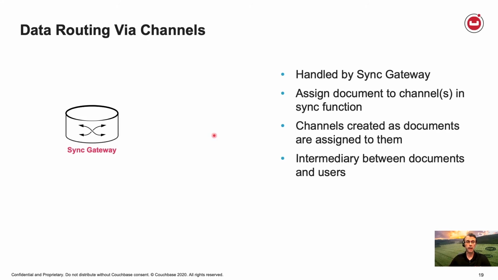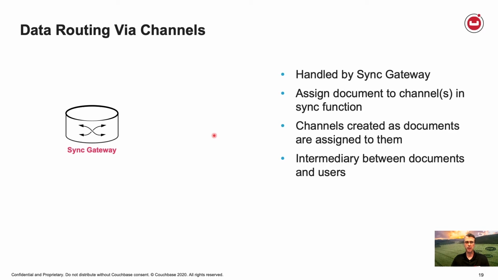So a very important concept in Couchbase for Mobile is this concept of channels, and this is how we do the data routing in Couchbase for Mobile. So channels, as you see here on the slide, are handled by Sync Gateway, and the way it works is you control and assign a particular document to a channel or channels in what we call a sync function. And you're going to see that coming up pretty soon in the demo.